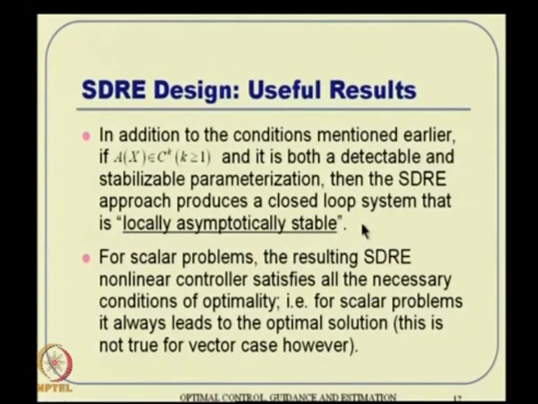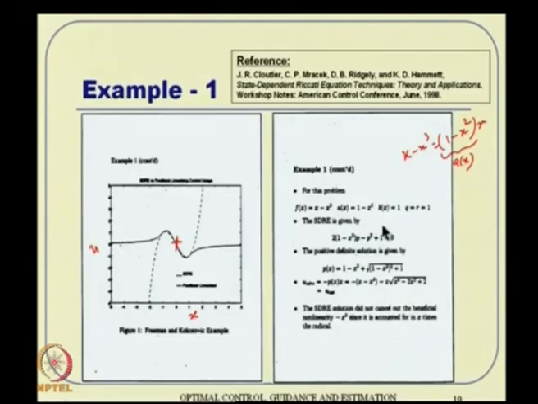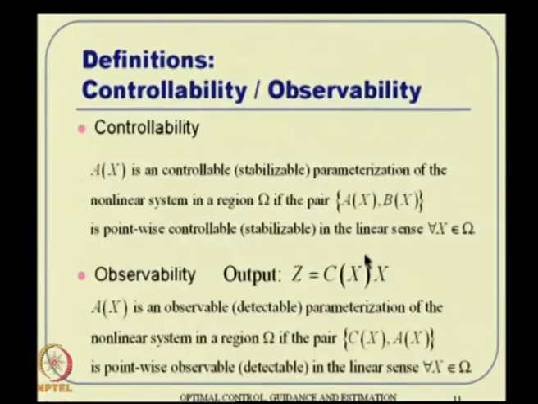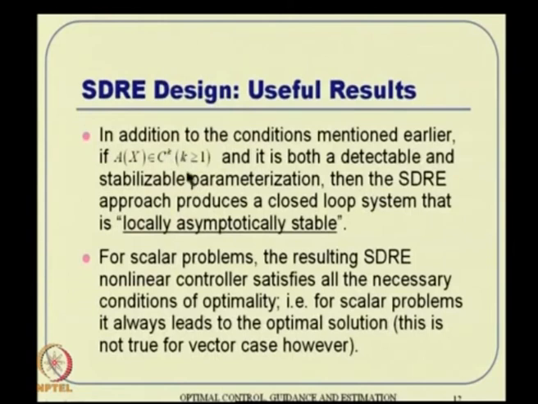So, the results tell something like this. All these things we have mentioned, these 5 conditions, and we also mentioned that this has to belong to class Ck, where k is at least 1. Now, the first theorem tells us that in addition to those conditions, if A of x is a class Ck function and is also both a detectable and stabilizable parameterization, then the SDRE approach always leads to a closed loop system that is locally asymptotically stable.